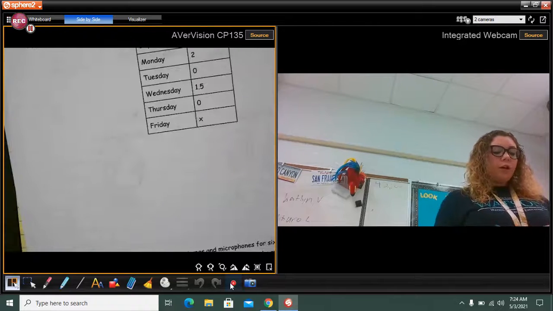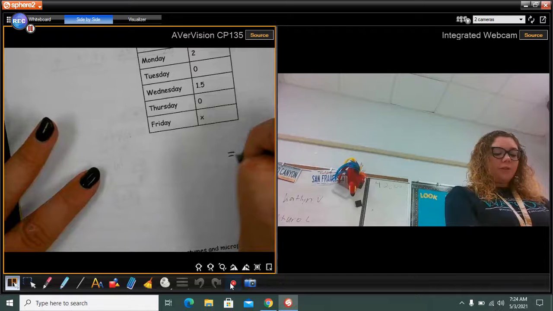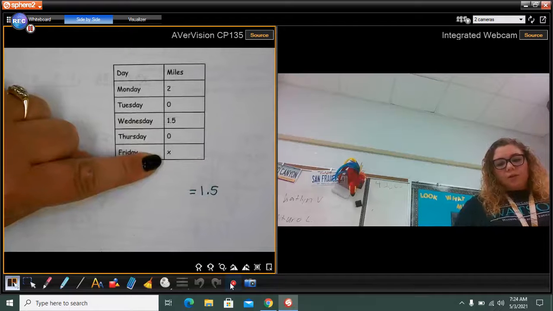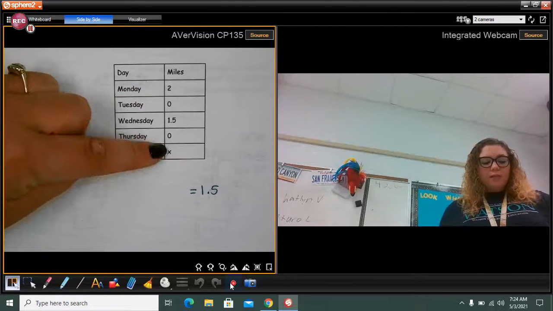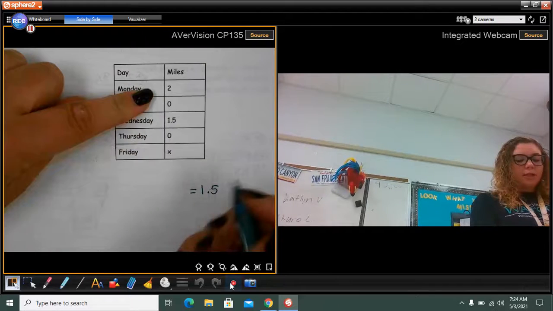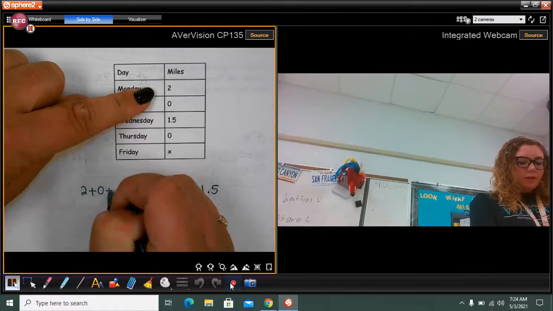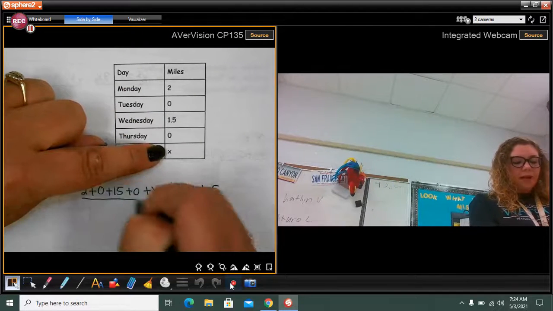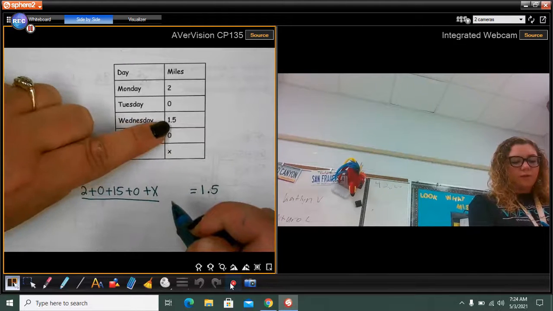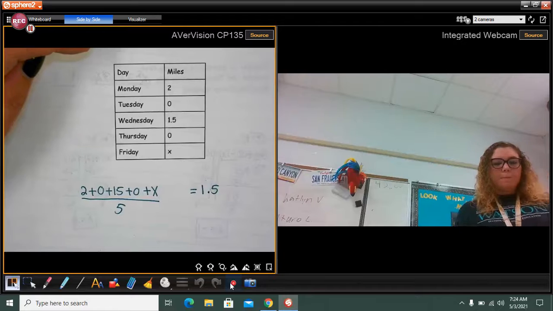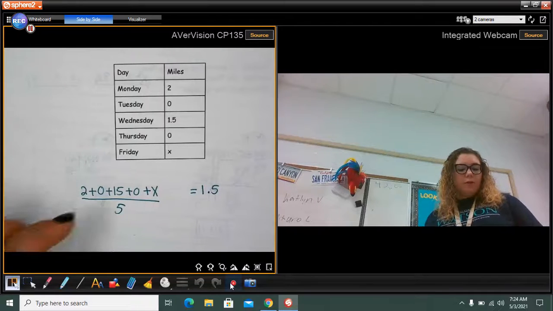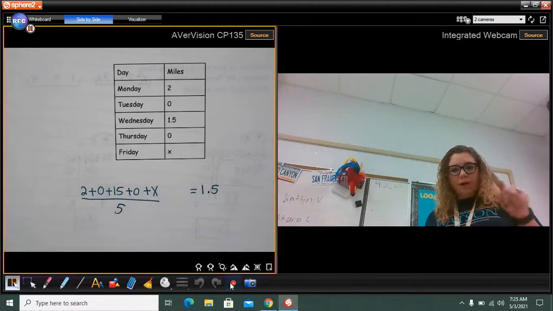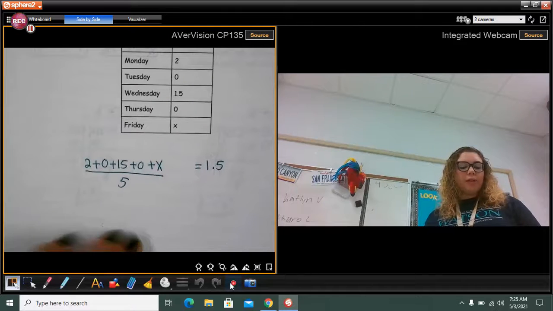So if we know already what my final answer is going to be, it's 1.5, and it wants us to find x. So we know the mean is all of these added together divided by 5. So we're going to add all of these together: 2 plus 0 plus 1.5 plus 0, and then add this x, plus x, divided by how many values do we have? 1, 2, 3, 4, 5. So whatever this is, my mean has to be 1.5. We're just trying to find one value in here, and we'll set it up this way.